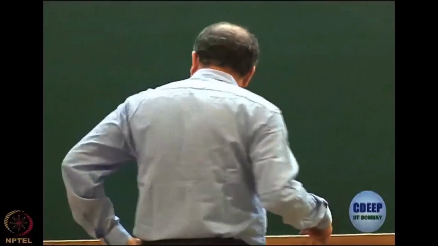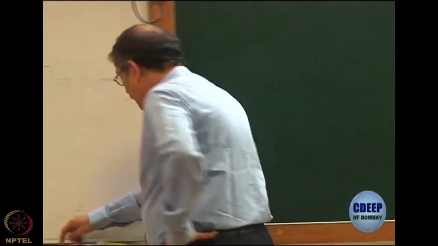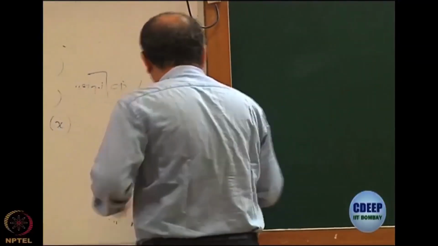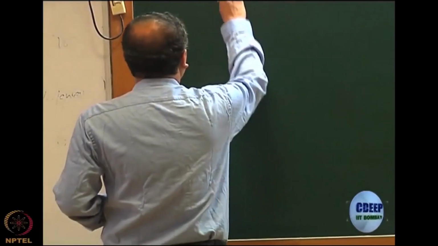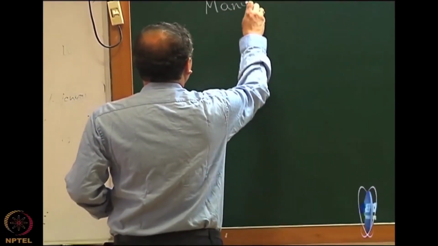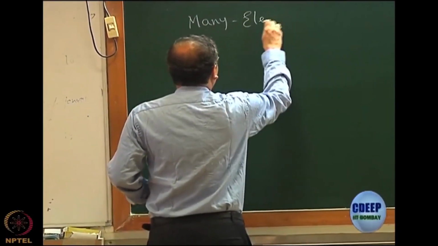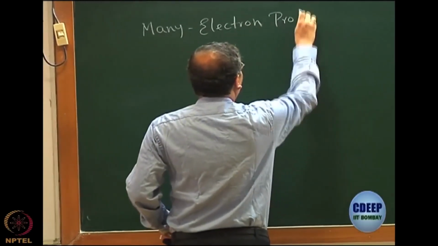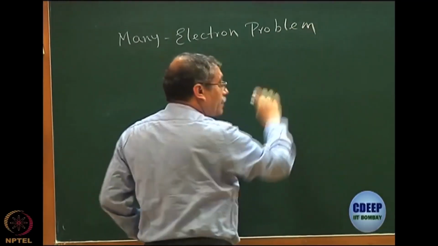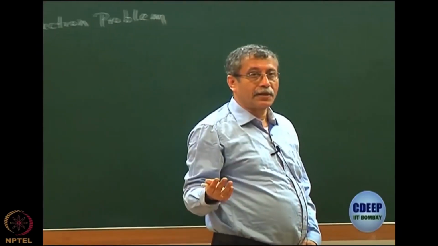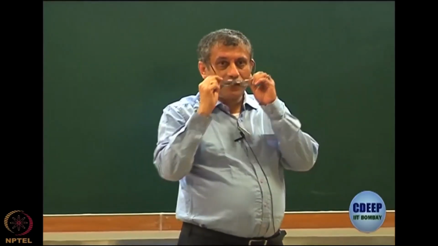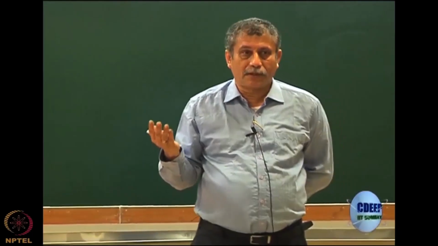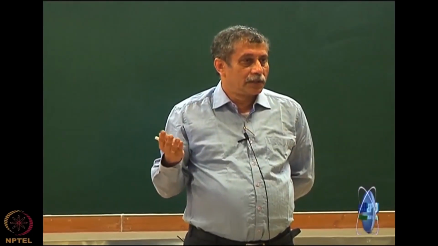Alright, so we will start with the many electron problem, or in general the quantum many particle problem. We have revised up to the basic quantum mechanics and the exactly solvable problems: particle in a box, harmonic oscillator, as well as the hydrogen atom.